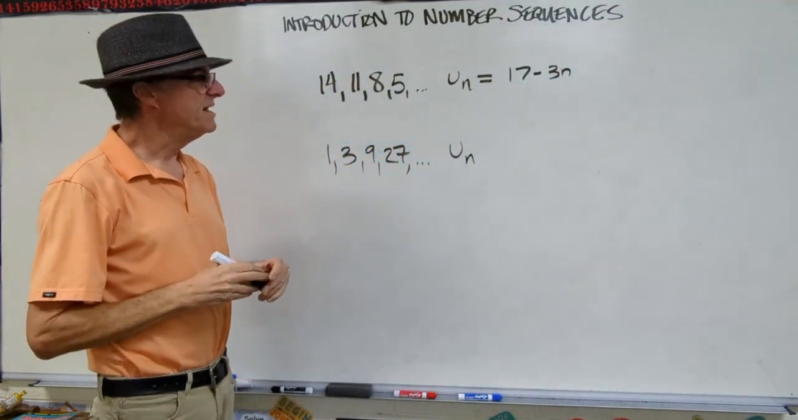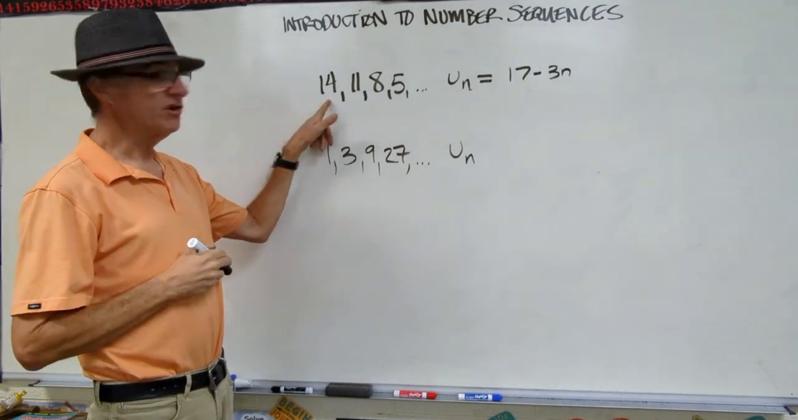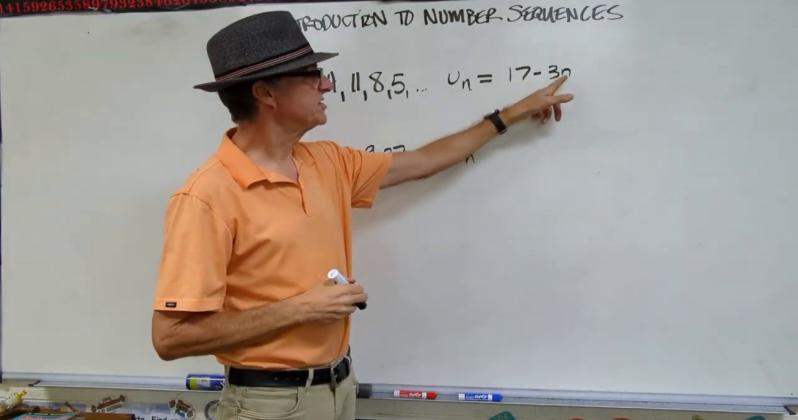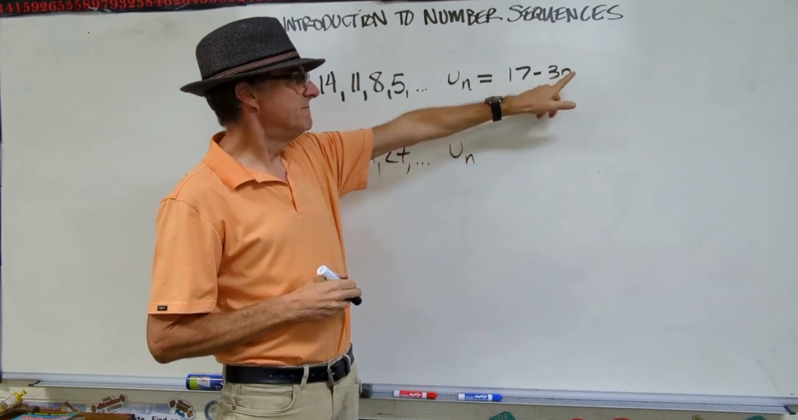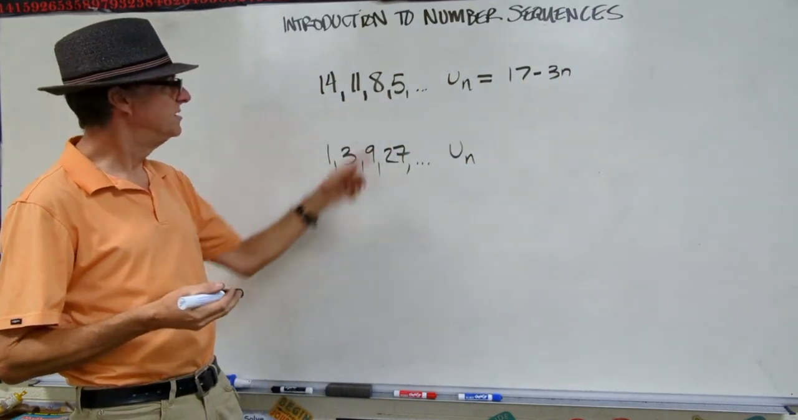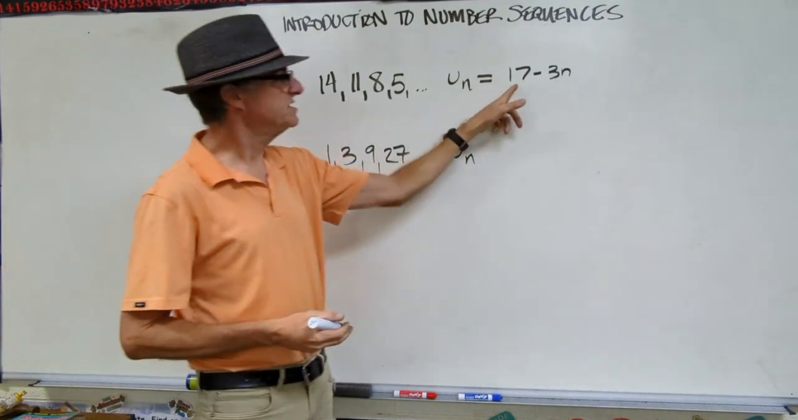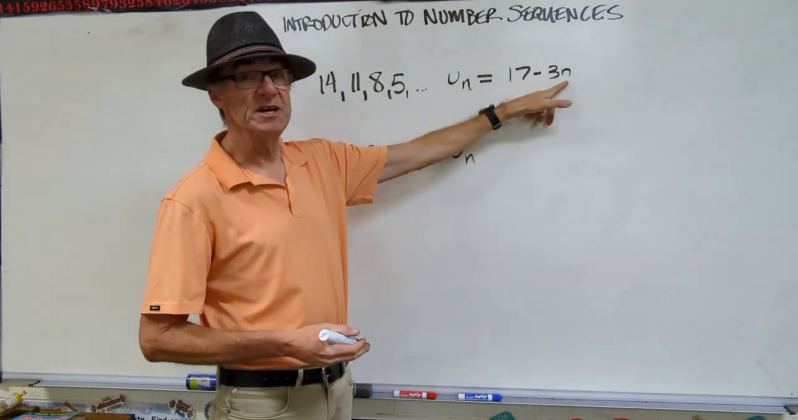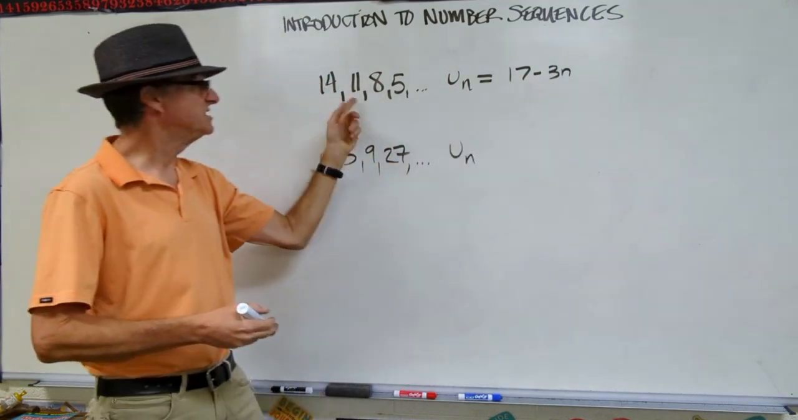Now think about that for a minute. If n is 1, first term, then we're doing 17 minus 3 times 1. 17 minus 3 gives us 14. Let's test this on the second term. So 11 would be 17 minus 3 times 2, which is 6. 17 minus 6 is indeed 11.